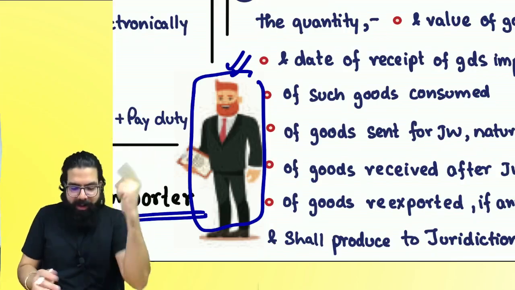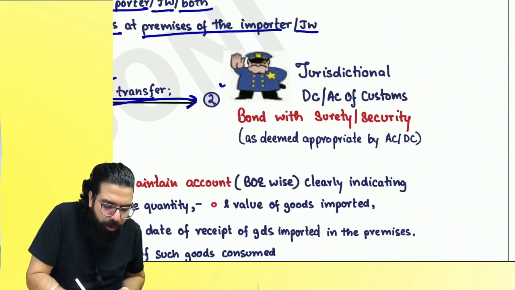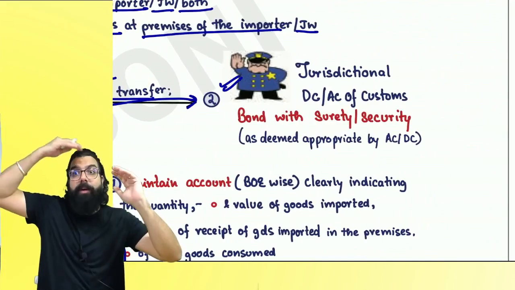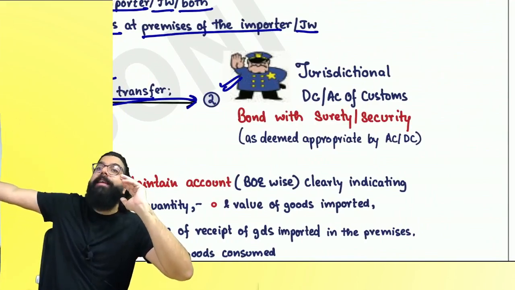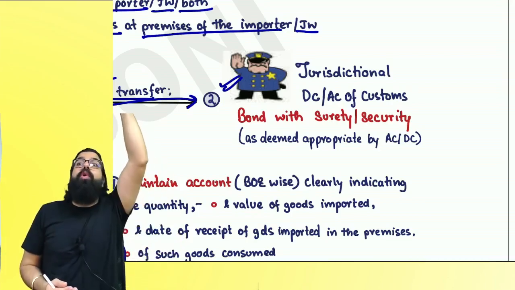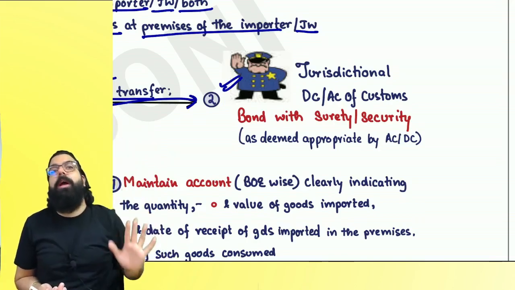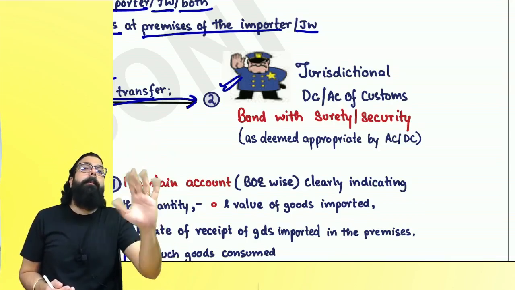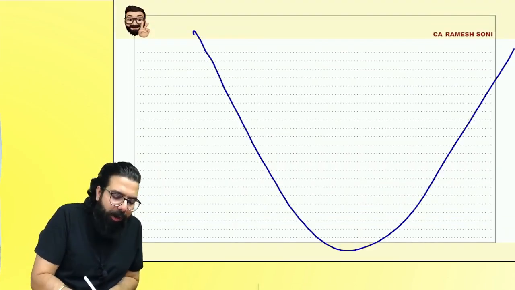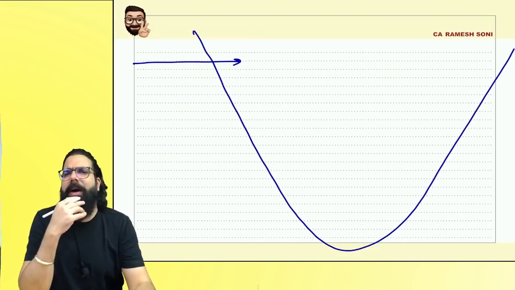First step done, everyone. Now, there is a second step where you will have to give one bond to your jurisdictional assistant commissioner or deputy commissioner. Your jurisdiction might be, you are importing at Kerala port, but you are in Mumbai. Your manufacturing facility is in Mumbai. Whoever has the jurisdiction over you, that jurisdictional assistant commissioner or deputy commissioner, you have to give one bond. For example, he will ask you, Ramesh, how many rupees of parts do you want to import over a period of a year? For 1 year, how much parts do you want to import?